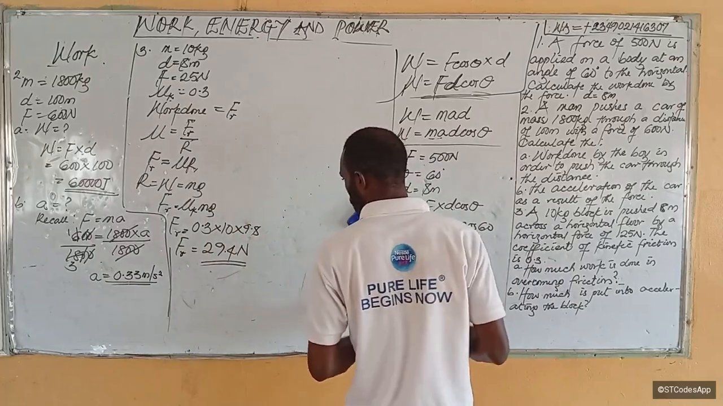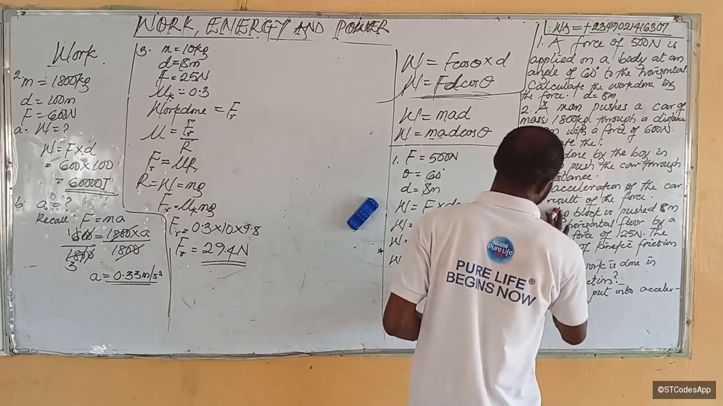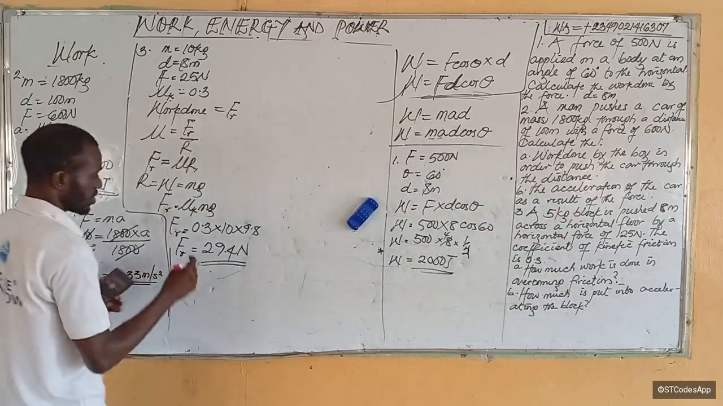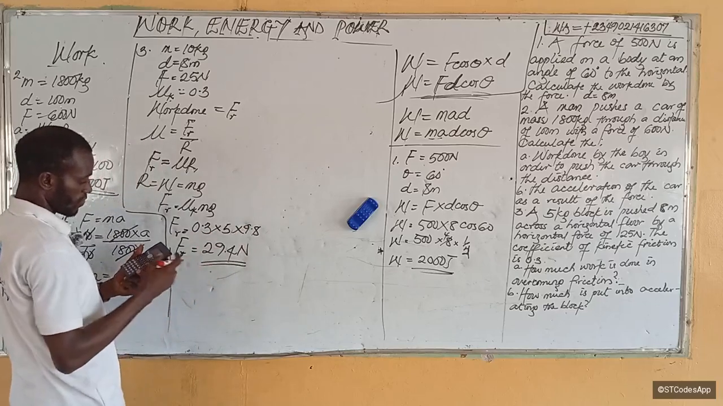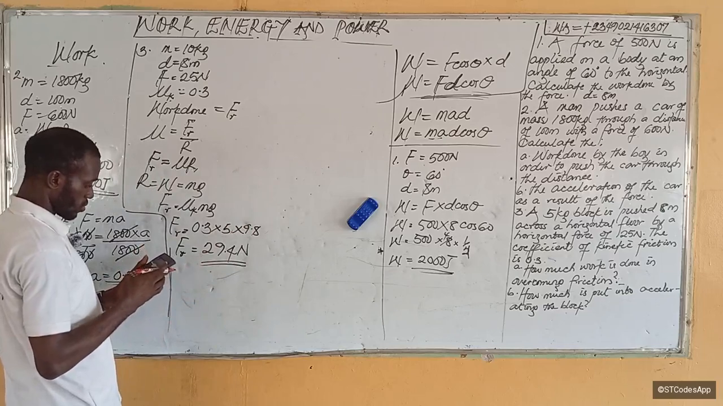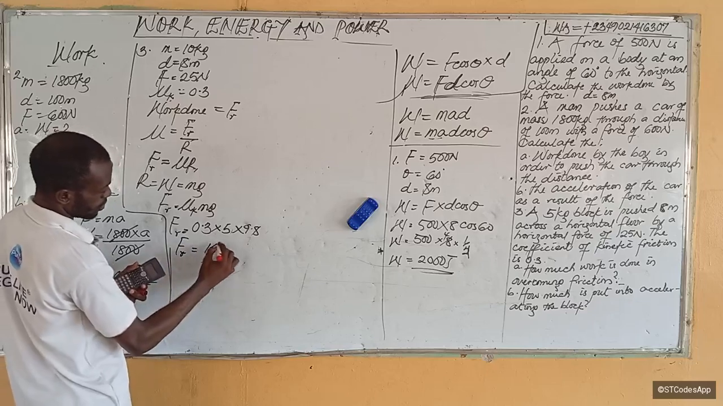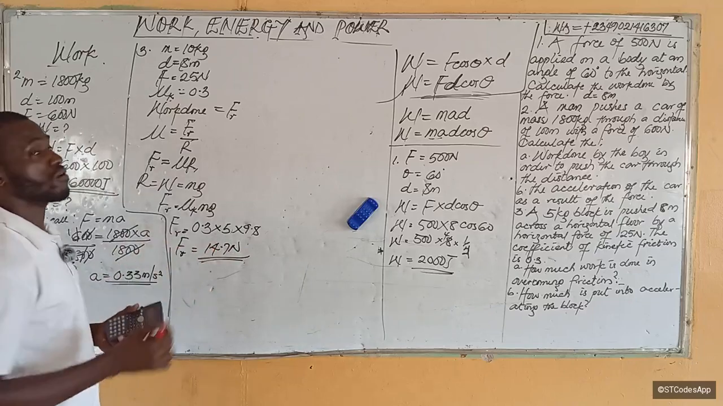No, 0.3 is fine. Let's reduce the mass. So let's do 5 kg. So if 5 kg is the mass, so here is 5. So half of that divided by 2, 14.7. Good. So 14.7 Newton. This is the frictional force.